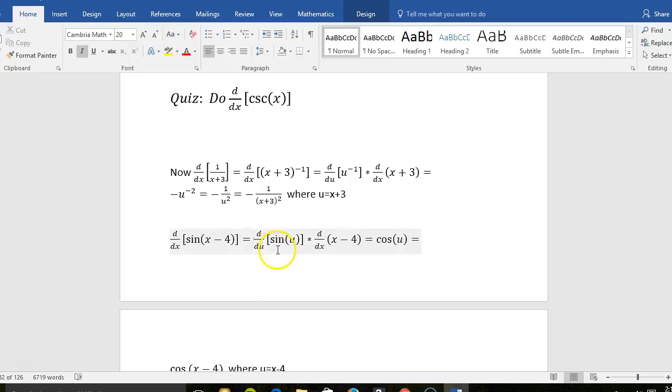We do d by du of the sine of u by the chain rule. That's the outer part. The sine is the outer part. And then the inner part's the x minus 4, so we derivate with respect to x the x minus 4, which is just 1 on that part. The derivative of sine u with respect to u, that's just the cosine of u. And so there's that.